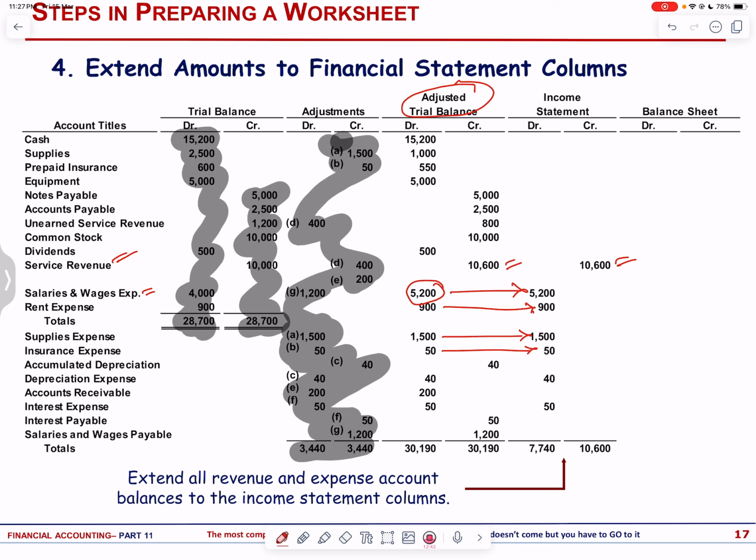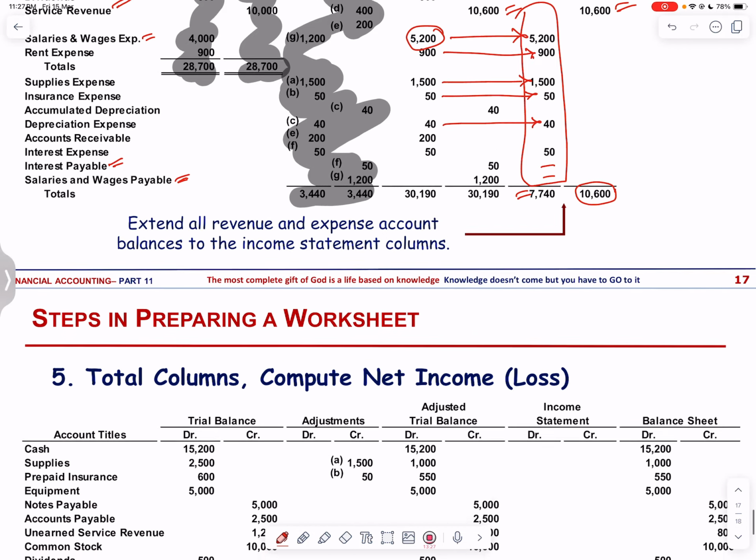Now depreciation expense is in the debit, and then we have the accounts receivable, that is an asset, so we don't record it. Interest payable is a liability, so we don't record it in the income statement. Salaries and wages payable is a liability, so we don't record them as well. Now the total for the income statement is 10,600, and the total for all the expenses that we have recorded is 7,740. So there is a profit, and let us see how we record this in the next sheet.